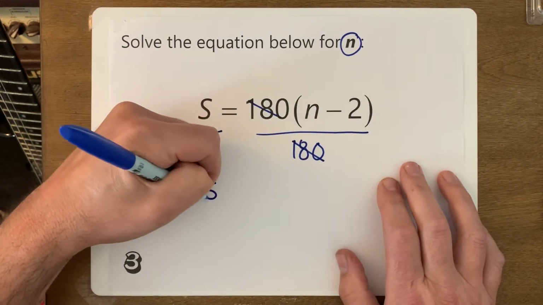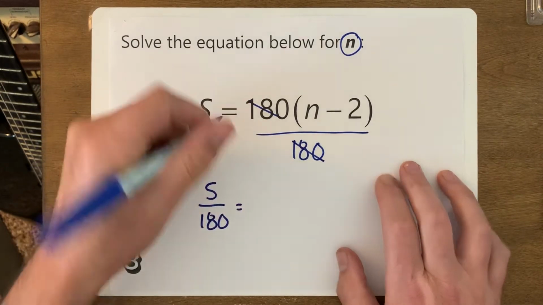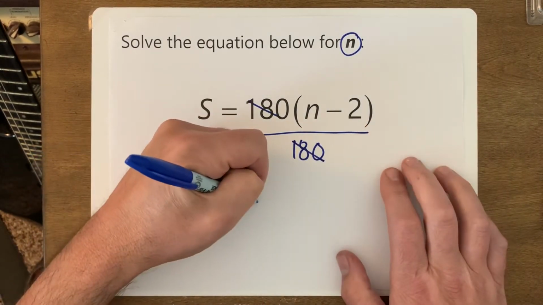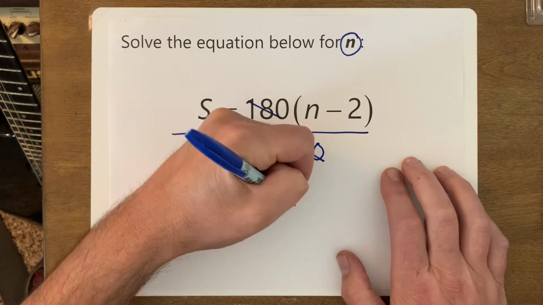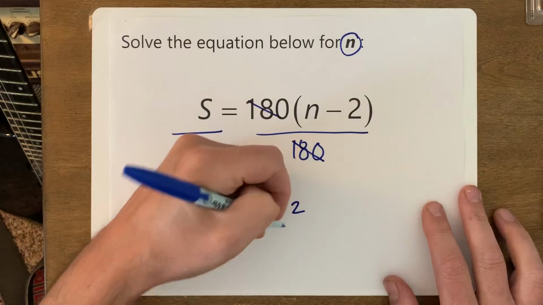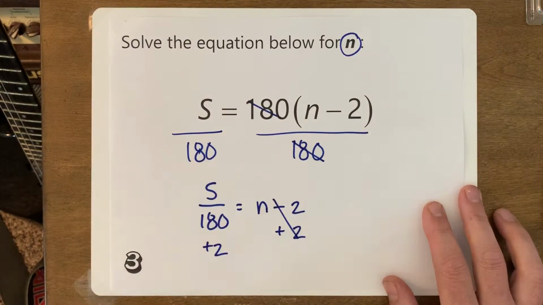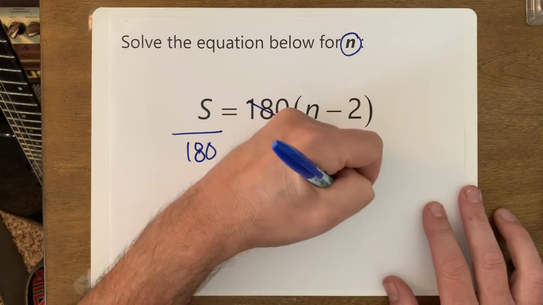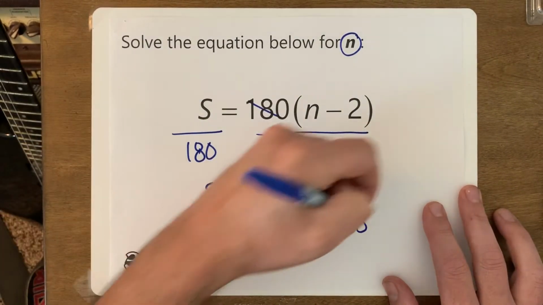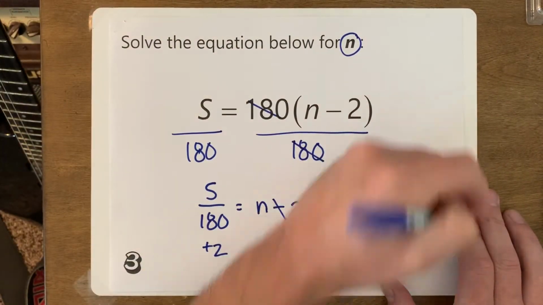I now have s over 180 is equal to, and now there's nothing in front of the parentheses anymore. It went away. So I can take the parentheses away and just write n minus 2 right there. Now all I've got to do is add 2 to both sides. And now I have s over 180 plus 2 is equal to n. And I'm done.